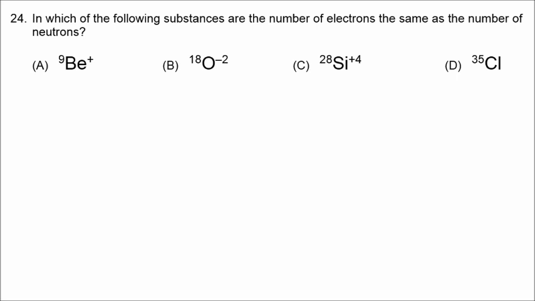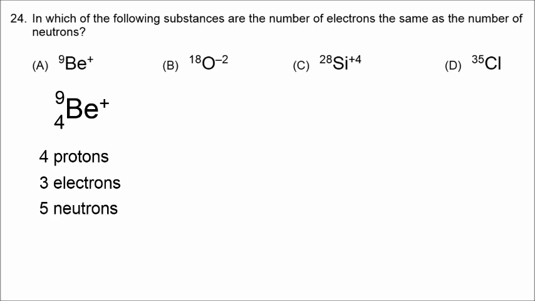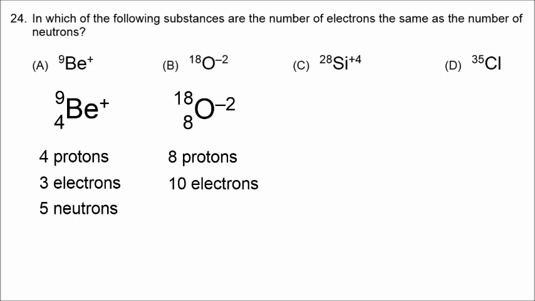In number 24, if the number of electrons is the same as the number of neutrons, we can work this out. So we'll start with beryllium, which has atomic number 4, 4 protons, 3 electrons because it lost 1 for the positive charge, and 5 neutrons because 9 minus 4 is 5. In our next example, we have oxygen, atomic number 8, so 8 protons, 10 electrons because it gained 2 electrons for a minus 2 charge, and 18 minus 8 gives us 10 neutrons.